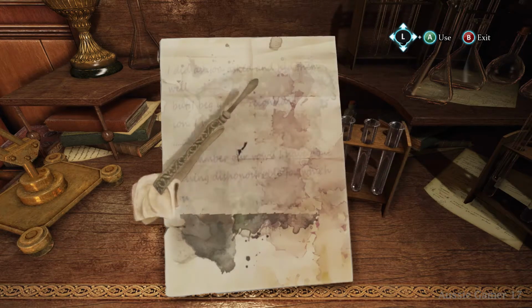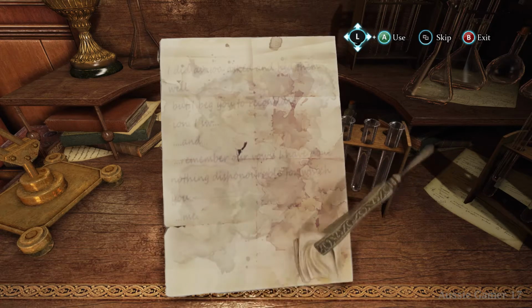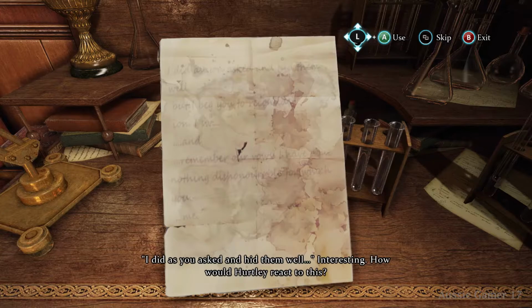I like to do it that way. And then when you've got enough off, make sure you just let go of A, and there you go. Let us see if the content of this letter sheds a little light upon the mystery. Interesting. How would Hurtley react to this?